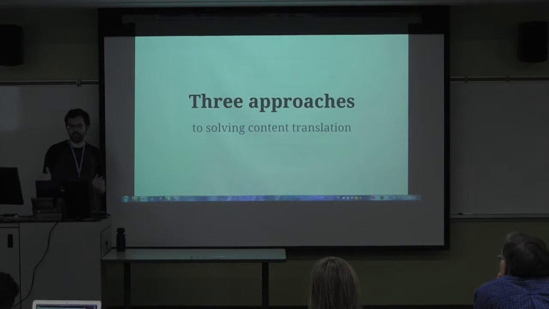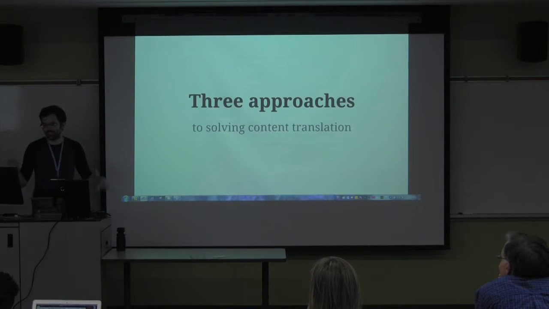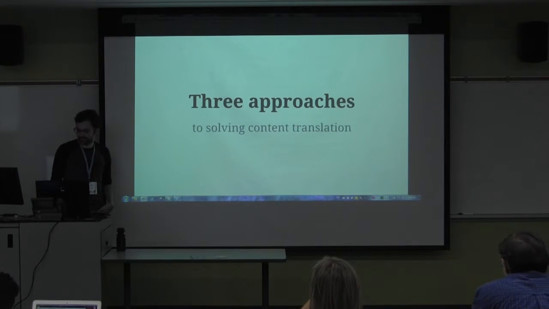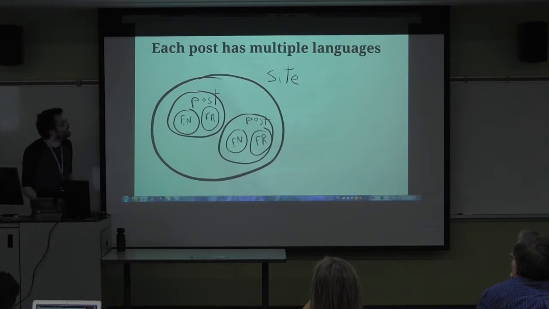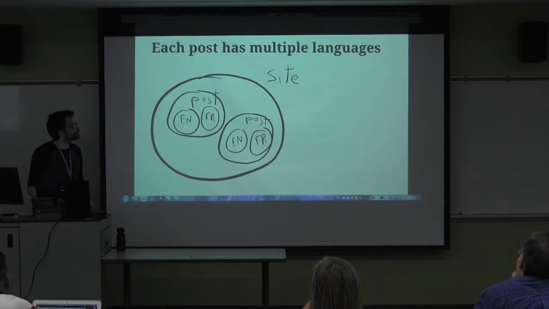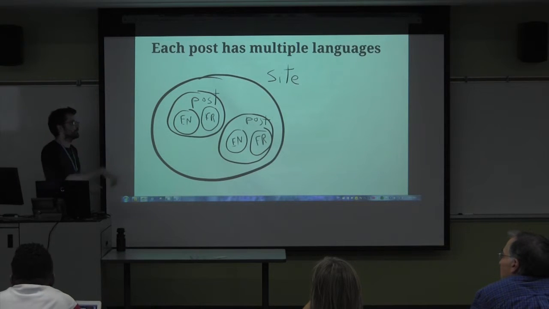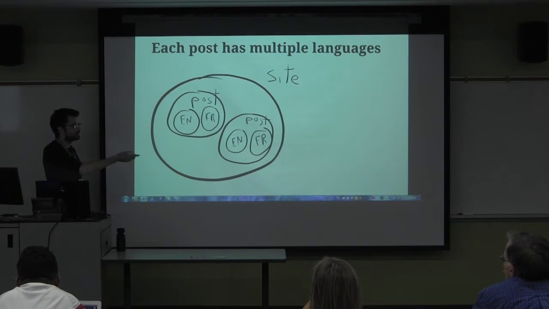There are three main conceptual approaches to having multilingual content in WordPress. And this is where I get to show off my drawing skills. So the first one is to have each post contain all the different languages. The big circle is your website. In the website, you've got X number of posts, only two in there, and each post contains the English and French content and Español, Deutsch, whatever languages you would add in there.